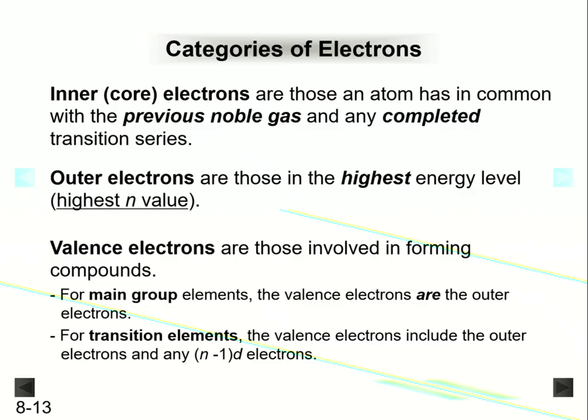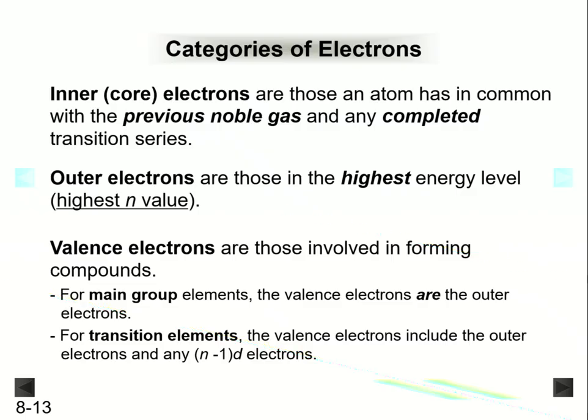So we have electrons in energy states, and then we'll identify those electrons in their energy states in groups. And there's 3 groups that we'll look at. And the groups are not exclusive to one another. They can overlap in some ways. So the inner electrons are also called the core electrons. I've used that phrase up to now. These core electrons are simply those electrons an atom has in common with the previous noble gas in the periodic table, as well as any completed transition series.